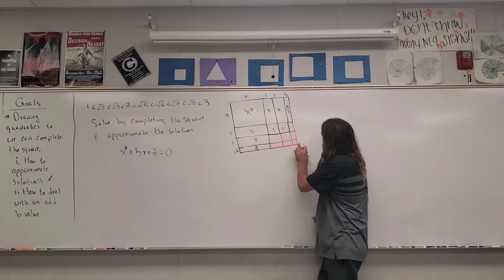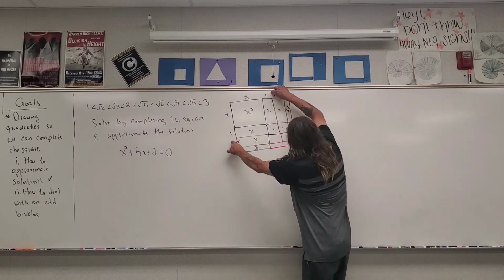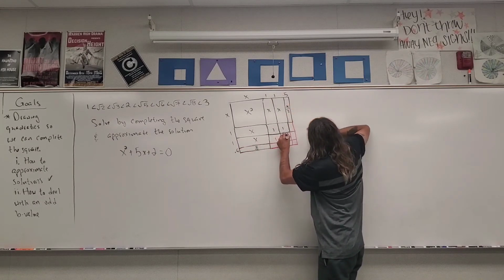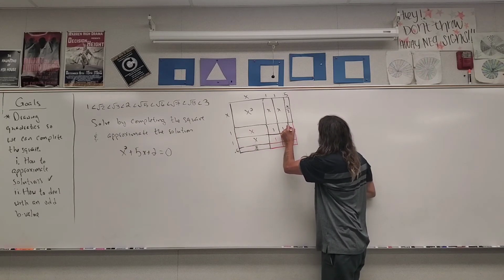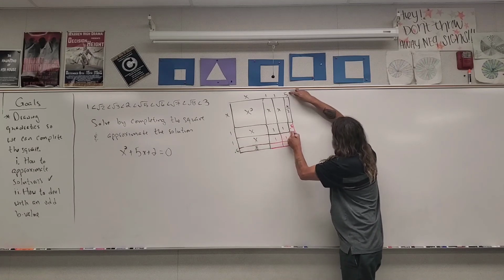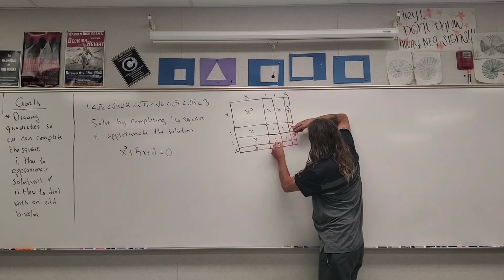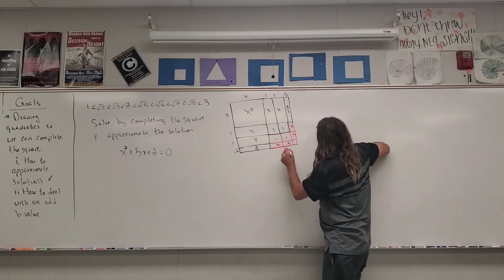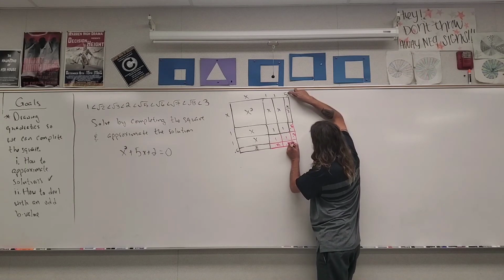Okay, so now we just need to figure out the size of the squares. Well, I got a 1 and a 1, so that square has size 1. I got a half and a 1. 1 times a half is a half. Listen to how I say this. A half of a half is a quarter.